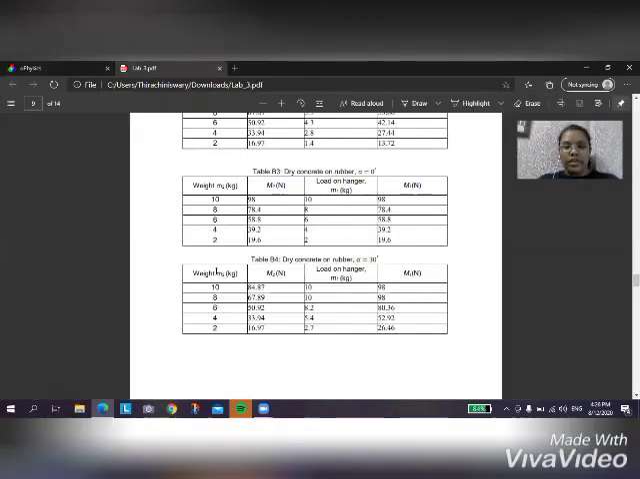So we can conclude that when the weight of M2 decreases, the load of M1 increases, so as to stop M2 from moving.